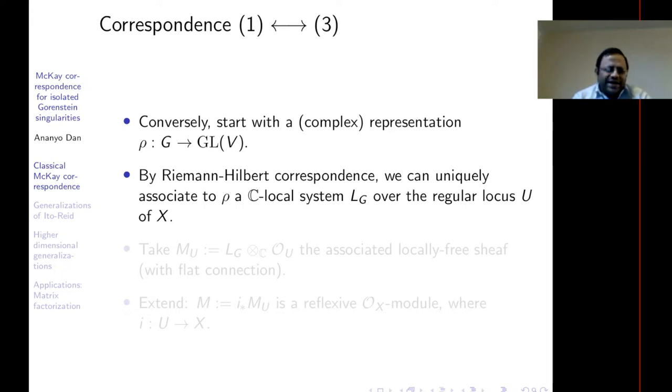The way you find this local system is that you look at the constant sheaf on C2. And again, we go back to the key idea that this is a G covering over the regular locus. So the G-invariant sections on C2 will descend to a locally constant sheaf on this regular locus U. And we will get a local system. So this is the idea of this correspondence.